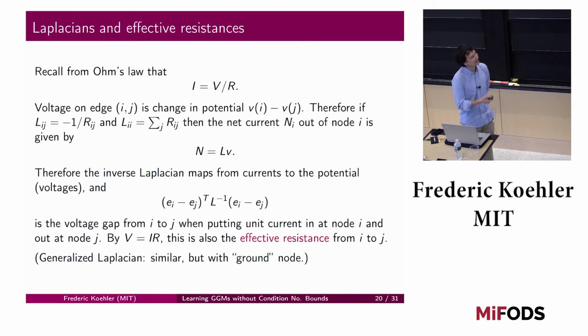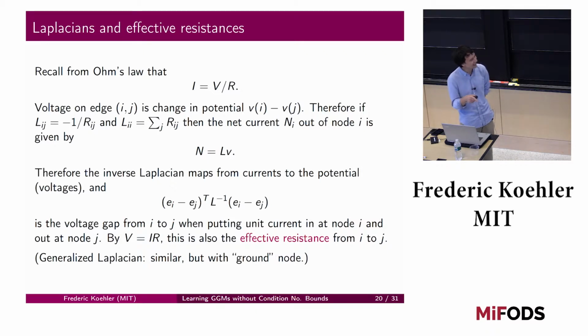We call 1 over Rij the conductance of edge ij. And you define Lii to be the sum of 1 over Rij, my bad. And then what you get is that the net current out of node i can be given by multiplying the voltage by the Laplacian and looking at the ith coordinate. So the Laplacian is a map that goes from the voltages to the net currents.